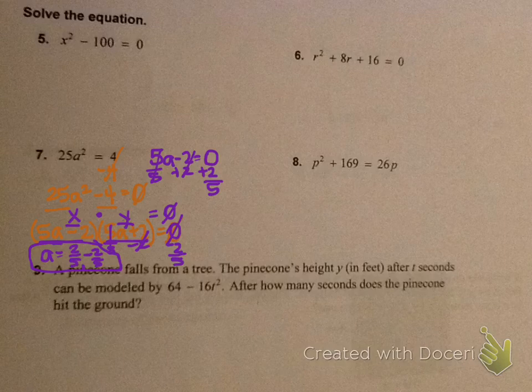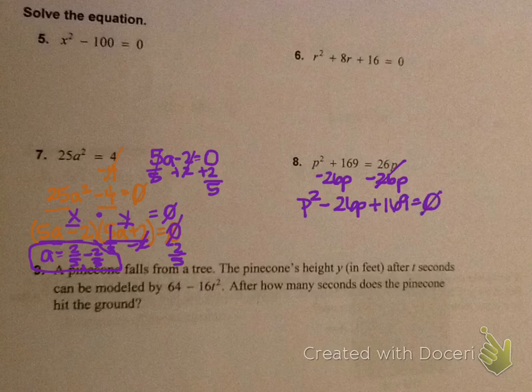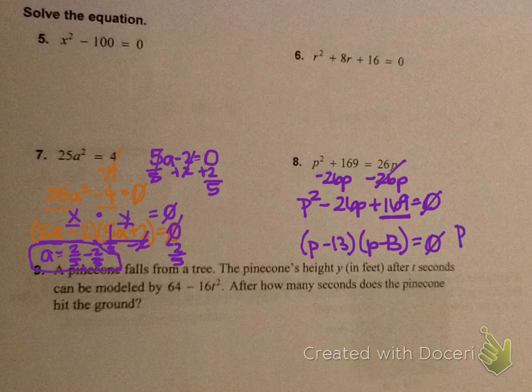On number 8, again, we have to subtract 26p, so this has to be equal to 0 first. So now we have p squared minus 26p plus 169 equals 0. And if you know your squares through 15, you know that that one's 13. So p minus 13 equals 0. So in this case, p equals positive 13.